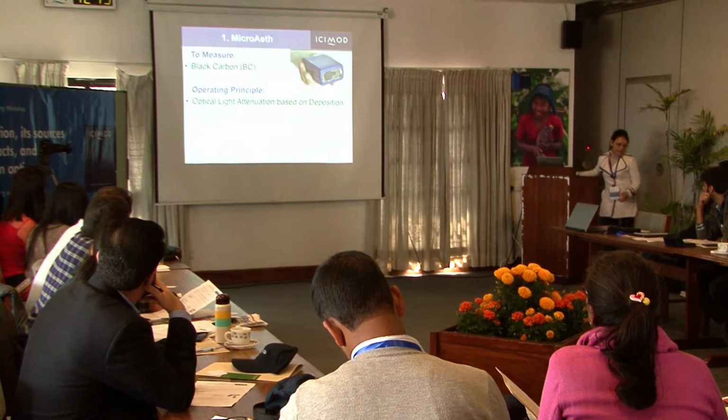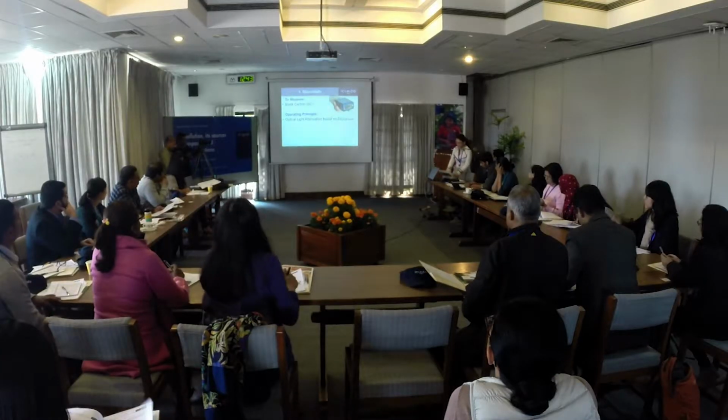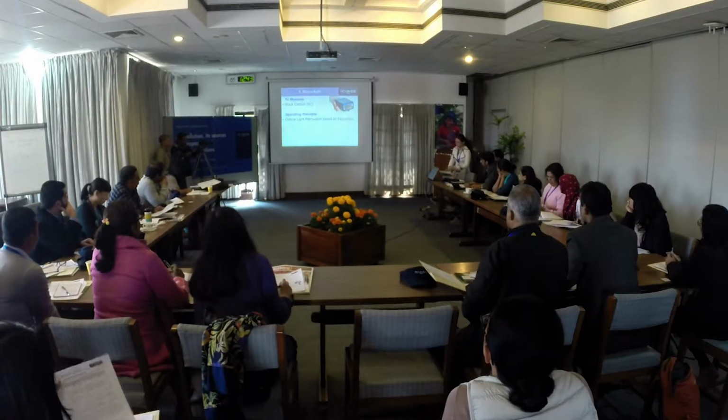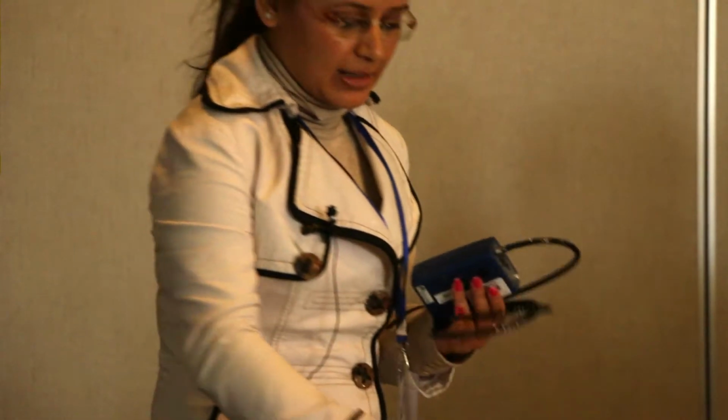The first one is MicroAeth. The Aethalometer is an instrument that measures black carbon. It's a microwave oven-sized instrument that's at ICIMOD. You'll get to know about it in the upcoming days. Whereas MicroAeth is a smaller version of the Aethalometer. It basically measures black carbon.